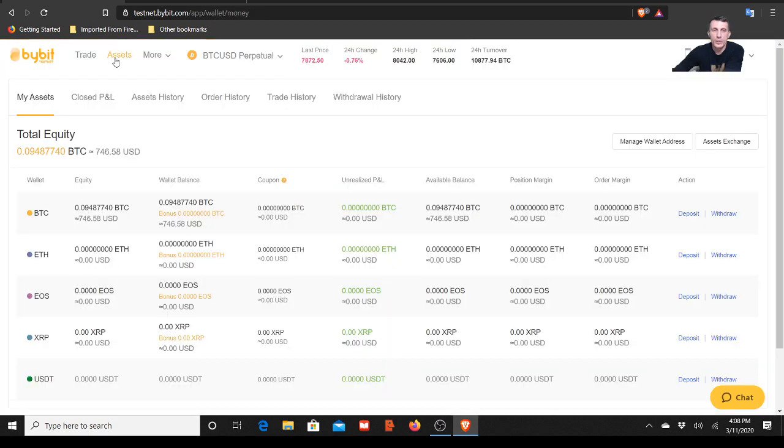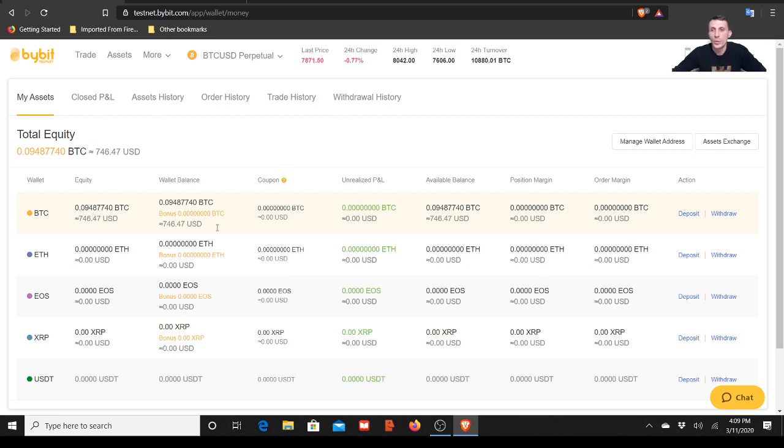Here is where you'll go in and see your assets. Right now I have $746.58 USD. That's just what it's worth in USD. I actually have 0.094 Bitcoin in there.